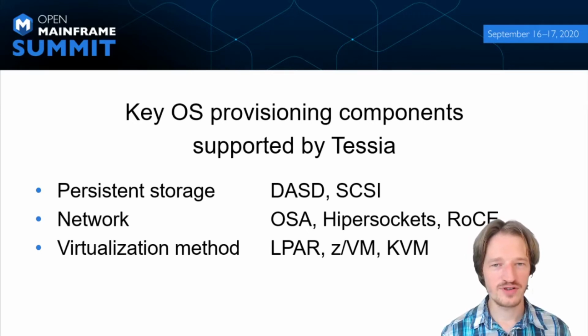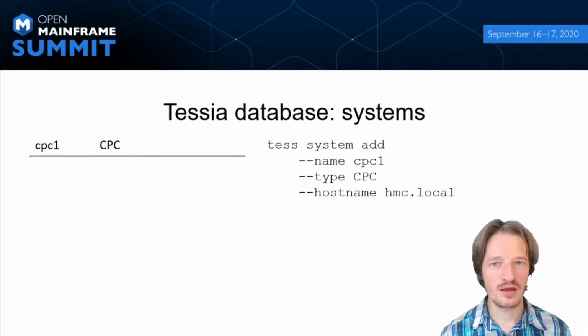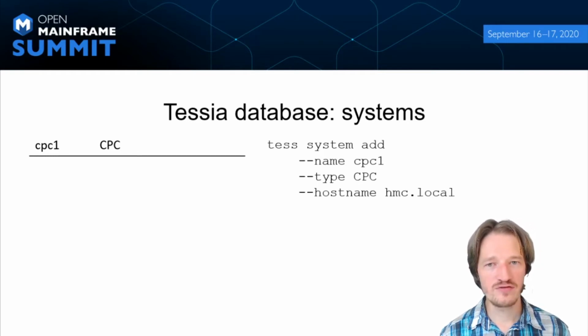With rare exceptions, a Z box is used by many people, and there are hundreds of guests in just one box and thousands of volumes in just one storage server. So it would be best if we put all available resources into a database. Say we have a Z box called here CPC1. It will be the hypervisor for all LPARs that we define further.